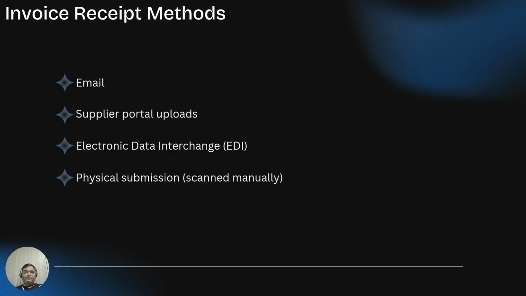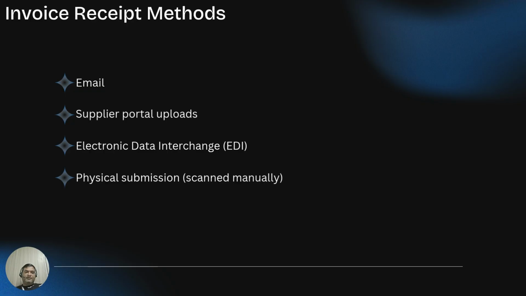Now let's talk about the various ways of receiving an invoice. The simplest way of receiving an invoice is through email, where the supplier sends you an email with the invoice copy. The second way is supplier portal uploads. This is a self-service model where the supplier uploads the invoices in their portal and the receiver logs into the portal and downloads the invoices.